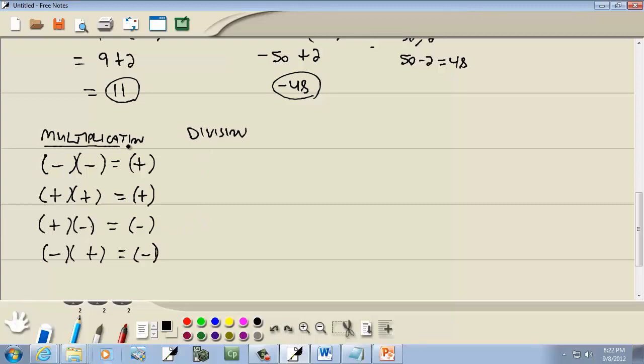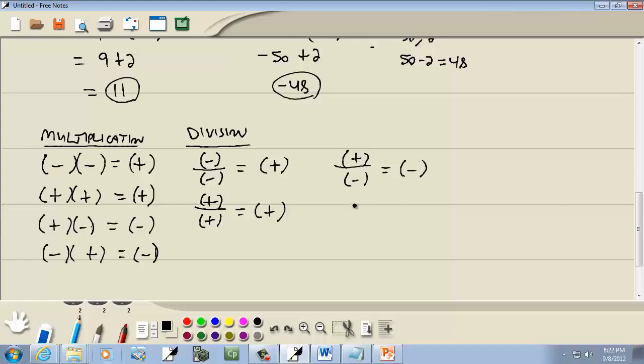Now for division. Division, you divide just like normal. It's just your sign of your answer is the only thing that you have to worry about. If we got negative, divide by negative. Now I'm going to use a fraction symbol here to indicate division. Well, negative divided by negative is positive. If we have a positive divided by a positive, that's going to give us a positive. If we have a positive divided by a negative, that's going to give us a negative. And if we have a negative divided by a positive, that's going to give us a negative. Now again, the signs are the same, becomes positive. Signs are different, becomes negative. And that's in both multiplication and division.